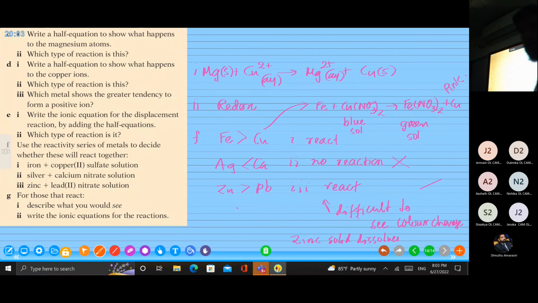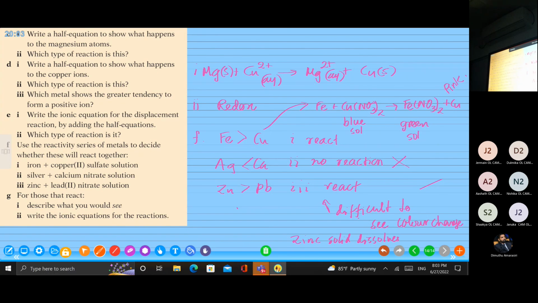So this is about your reactivity series. When you finish this, if you don't have an idea about the reactivity series, you have to revise, revisit and question your knowledge on this. Understood? Okay, so now we are done with the reactivity series.